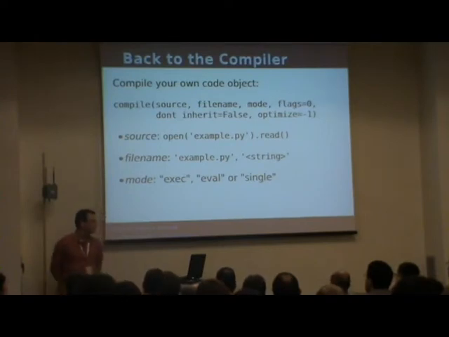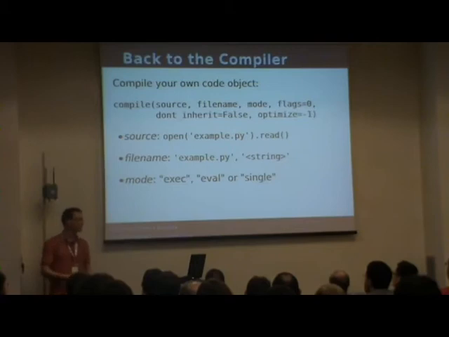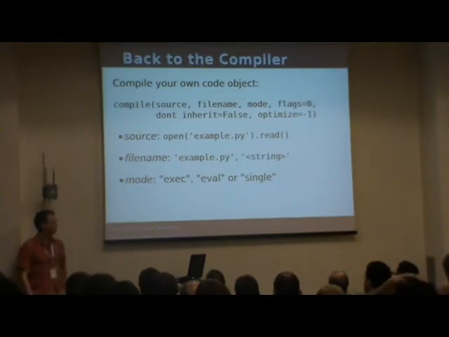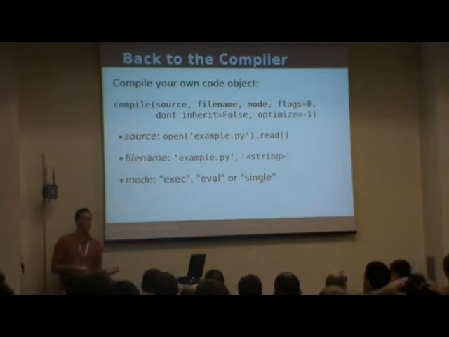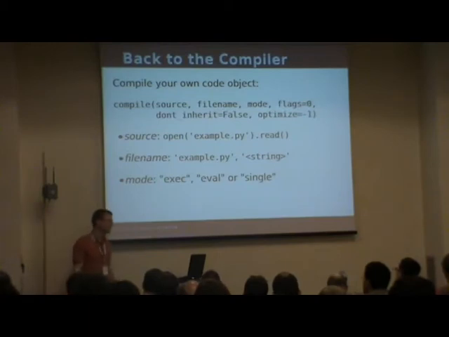The other things, flags is something like which future statements you want to use. You can do things like the future division, and future with statements and things like that. Don't inherit is important too. Normally if you leave the defaults for those keyword arguments, you'll end up inheriting everything: flags, what future statements are active, and what optimization level we have from the code you're executing from. So those three parameters allow you to customize that if you want to force a certain thing.